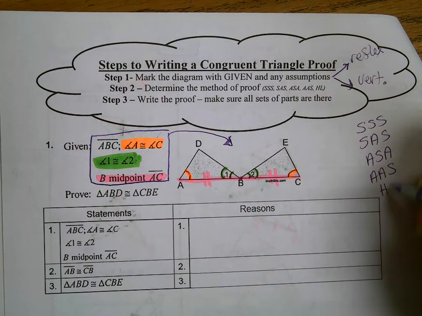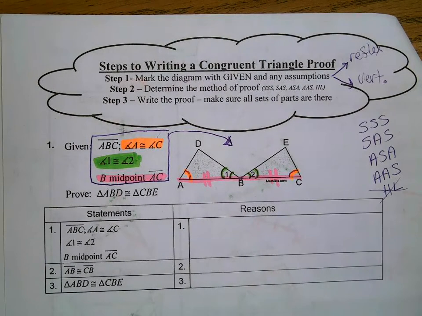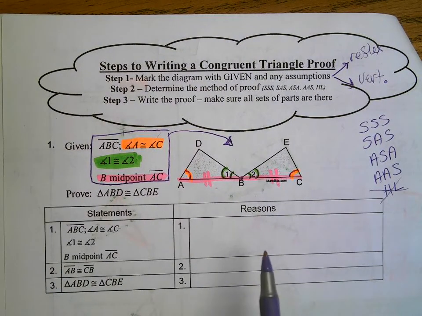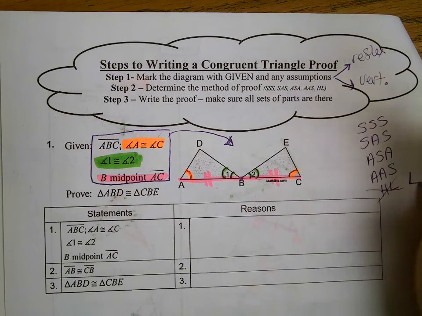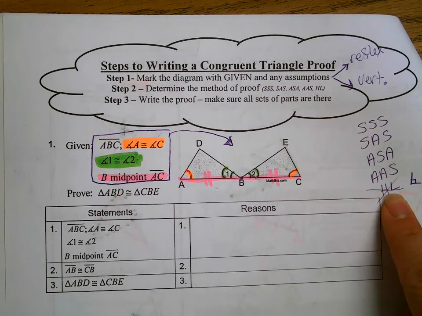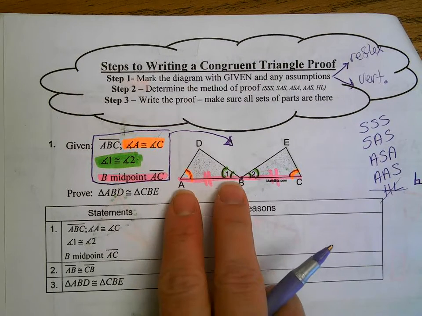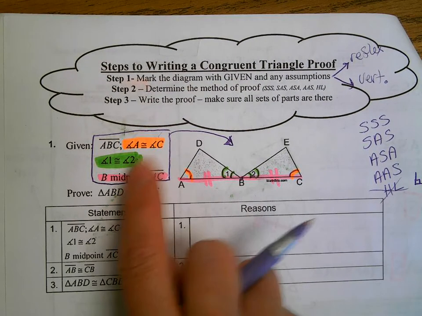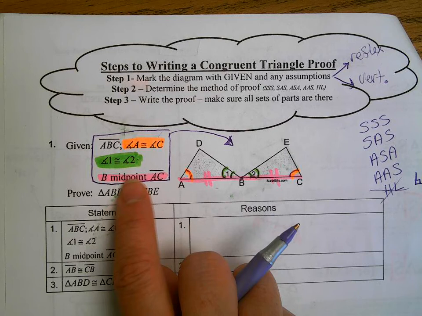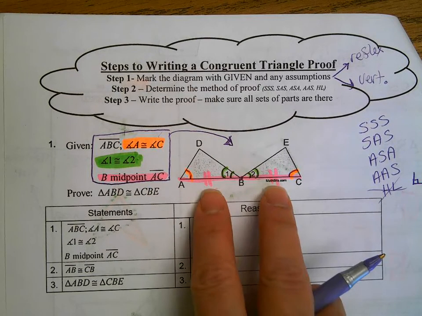Now the last option, HL, I know it's not that because it's not right triangles. So since we don't have any right angles, we can't use hypotenuse leg. So we're trying to decide what our method of congruence is here. Well, I have 2 sets of angles marked, right? Angles A and C, angles 1 and 2. And this midpoint gave me a set of sides.